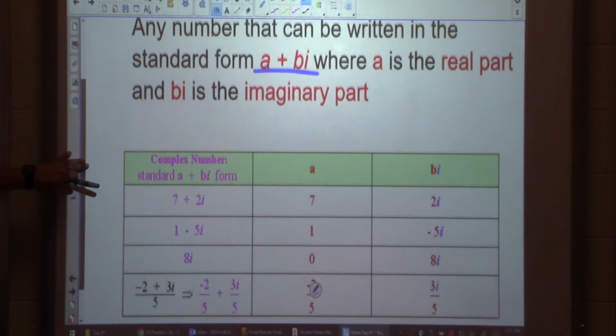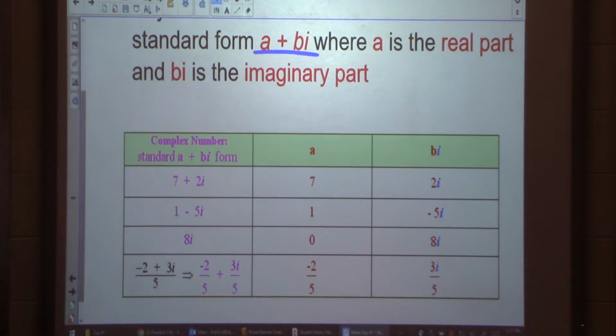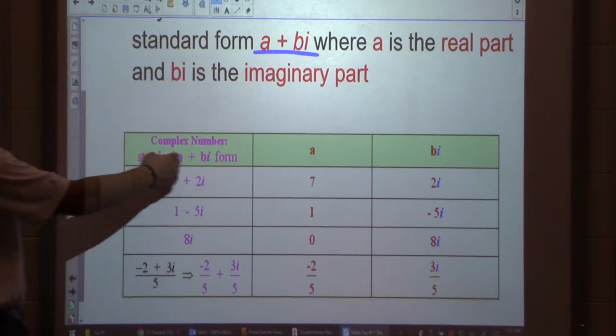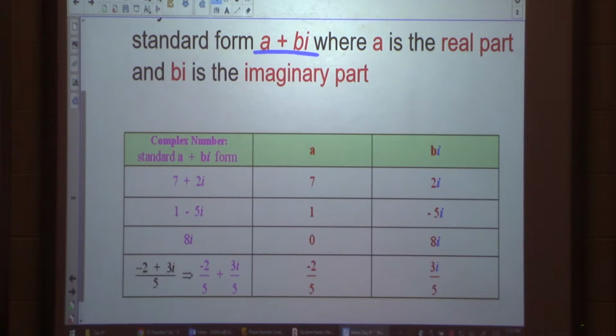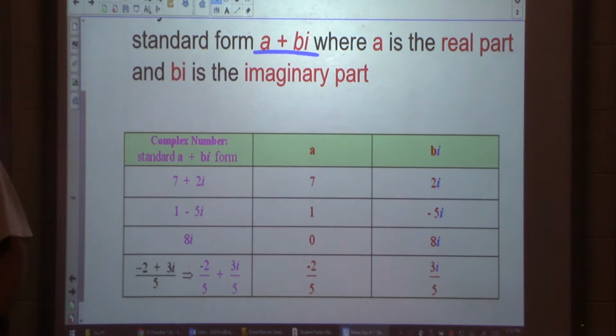If I'm looking at a complex number over here, 7 plus 2i, my real part would be 7, my imaginary part would be 2i. First part is the real part, second part, the one with the i, is my imaginary part. 1 minus 5i, 1 would be the real part, negative 5i would be the imaginary part.